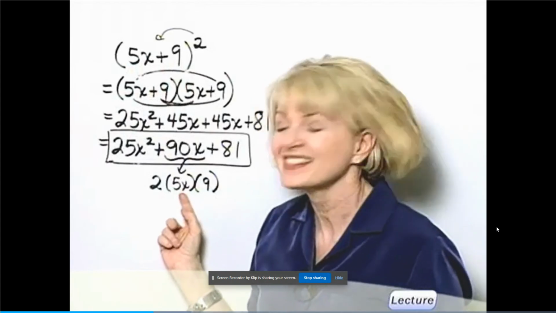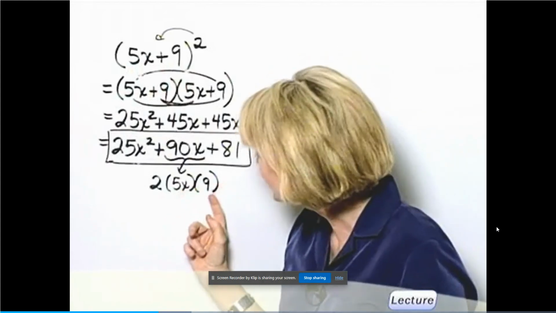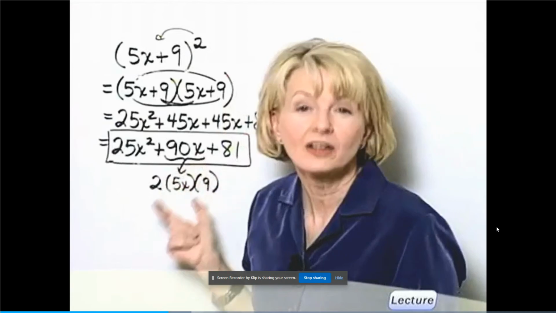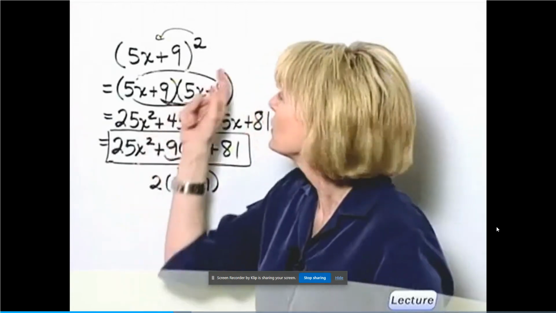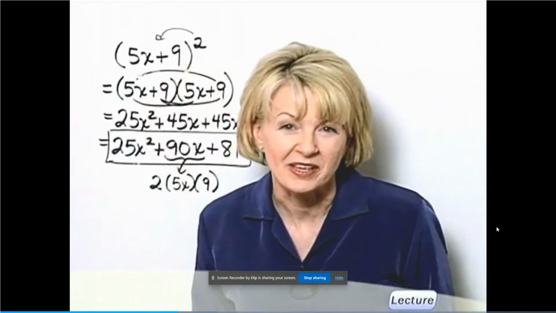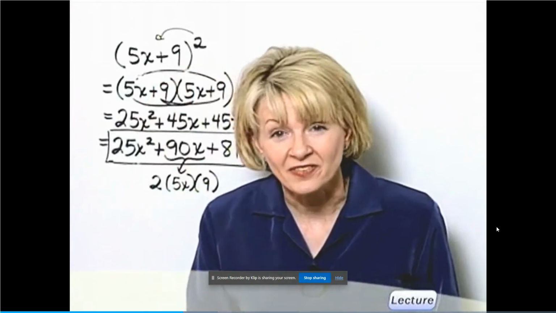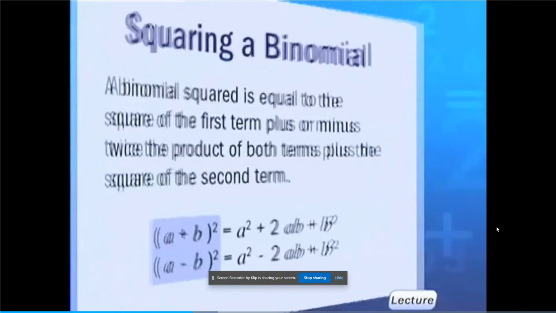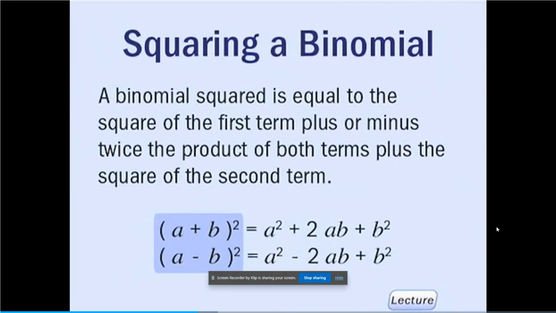2 times 5x is 10x. 10x times 9 is 90x. This pattern occurs every time we square a binomial. So let's look at the following pattern or special product. This is a special product for squaring a binomial.